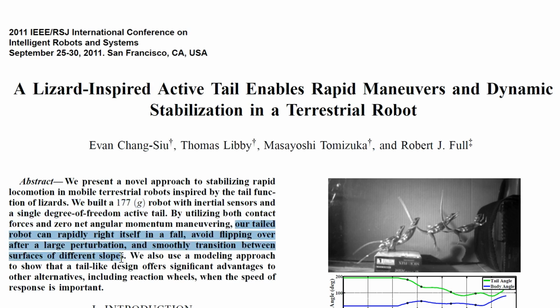The result of this project is they dropped the robot a whole bunch of times, and the robot was able to get itself in the right direction. And then they also have this additional result right here that they're showing, how it compares to a wheeled thing.